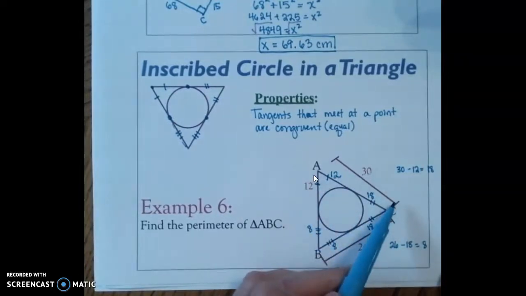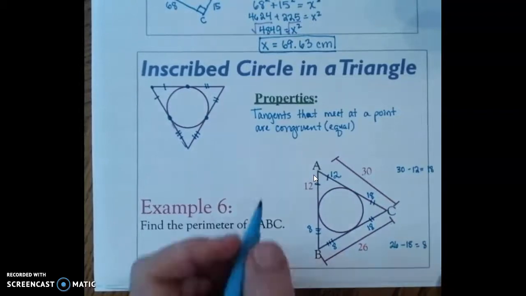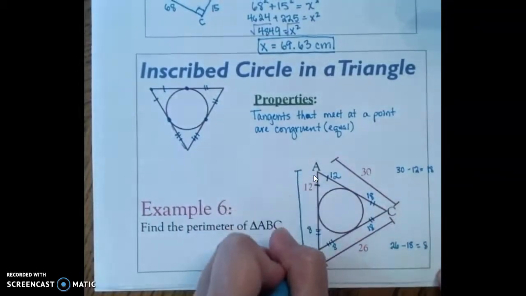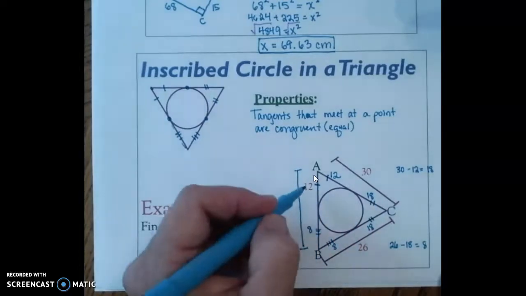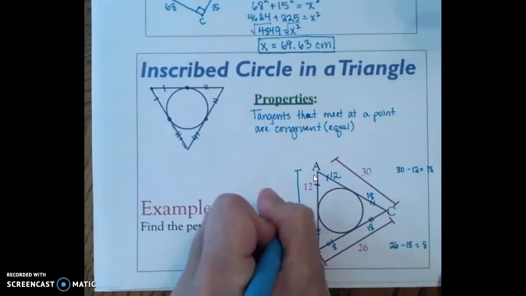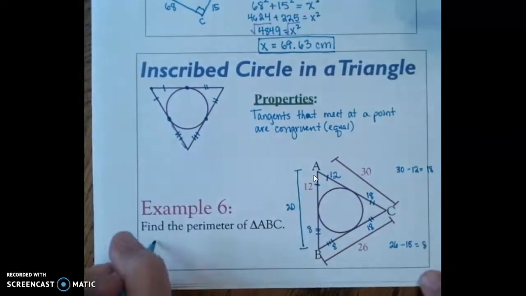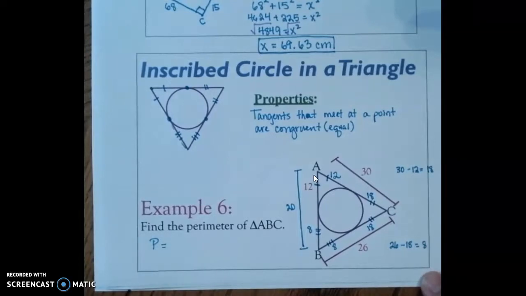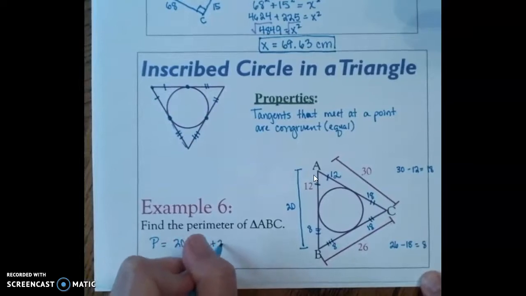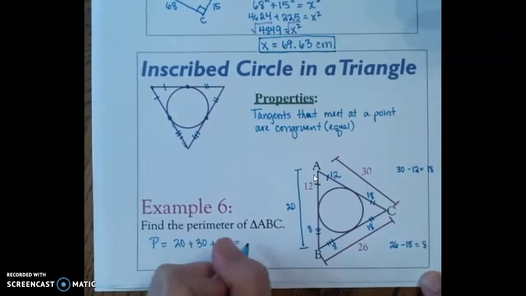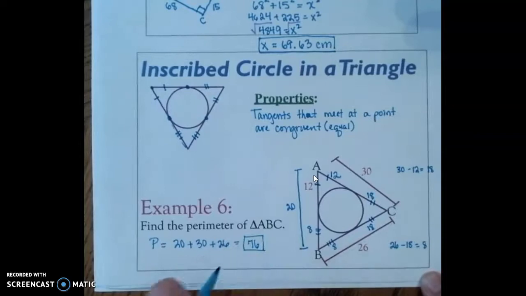So I already knew this side was 30 and this side was 26. For the perimeter all the way around, I needed AB. But I actually had to find each piece of the missing segment in order to help me figure out the complete side of AB. So now I know that 12 plus 8 gives me 20 for this side. Perimeter means add all of our sides together. So we're going to have 20 plus 30 plus 26. And that would give us 76 for our perimeter.